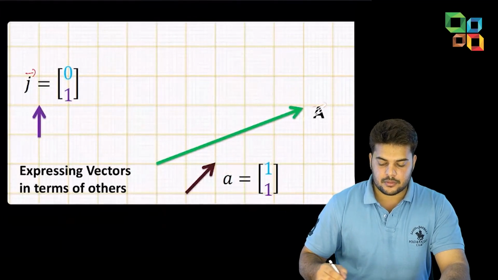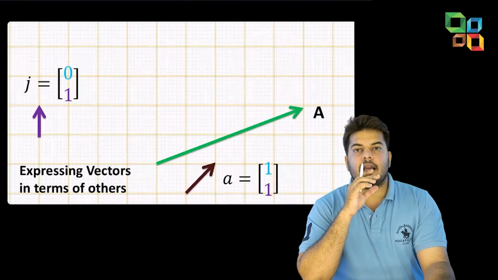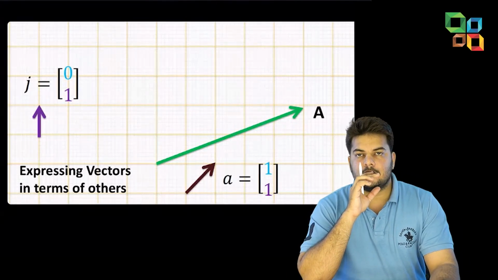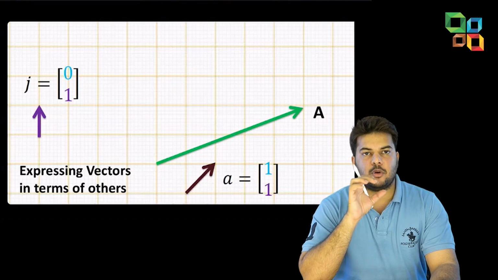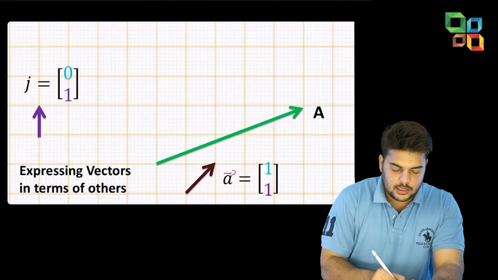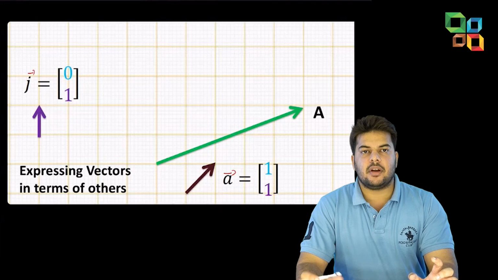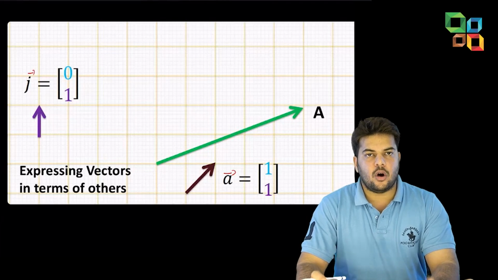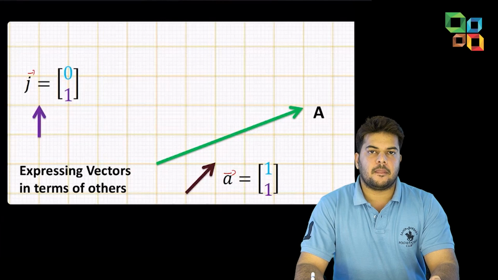Now, I'm asking you to do the same thing in this case, but here we do not have I vector and J vector. I have A and J. I've told you what A vector is, small a I mean, and then I have J vector there. So how many A vectors do you need and how many J vectors do you need to make up that A vector? All right, that's the question.